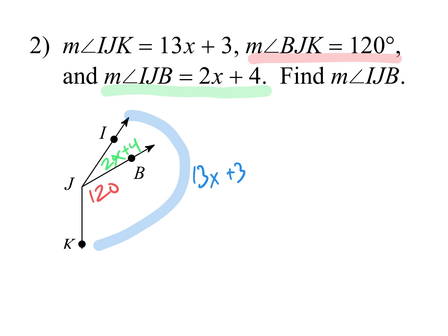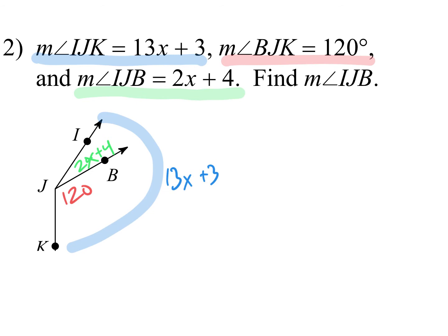2x plus 4. All right, so we're going to apply the angle addition postulate, and we remember that the sum of these two angles, this green angle and the red angle, equals the entire angle, this blue angle. Let's set up the equation and figure out what the value of x is. So it's going to be 2x plus 4 plus 120 equals 13x plus 3.